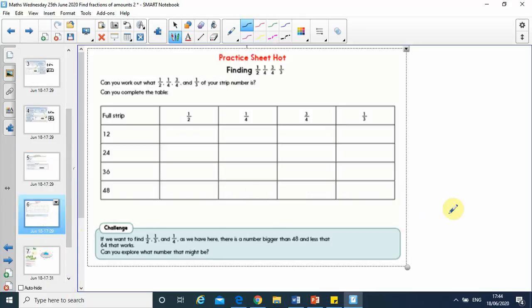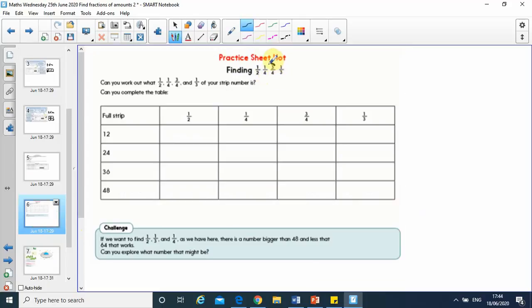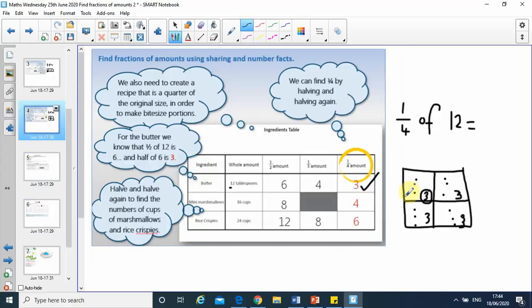If you're feeling hot, you can have a go at this one, which is finding a half, a quarter. And the difference here is they've added the 3/4. So really, it's not that much more tricky. Don't let it trick you. The numbers aren't much different. Okay, but if we was to go to my example, all you would do is change that to 3/4.